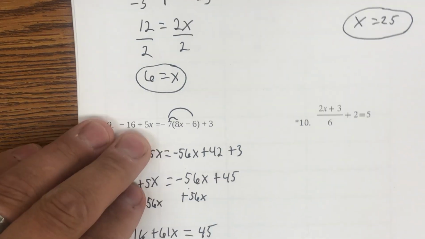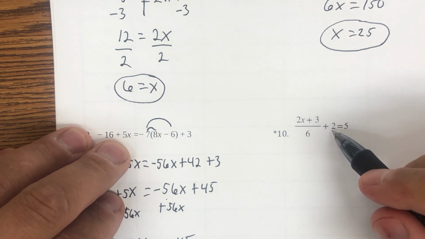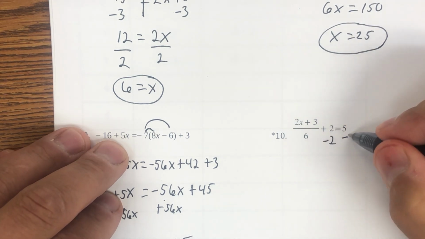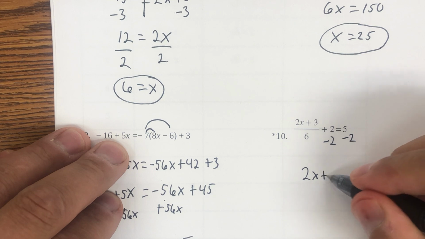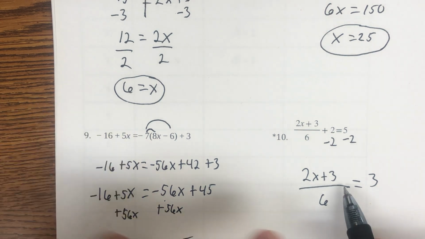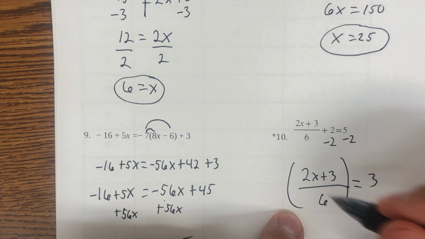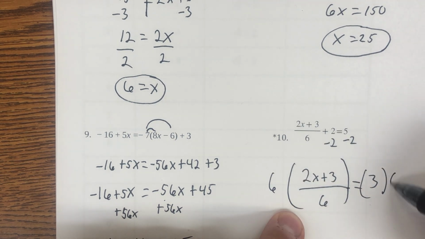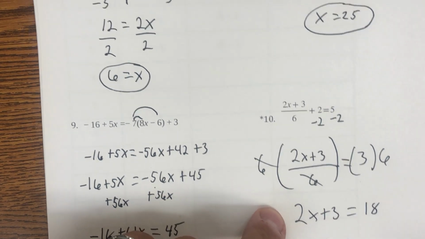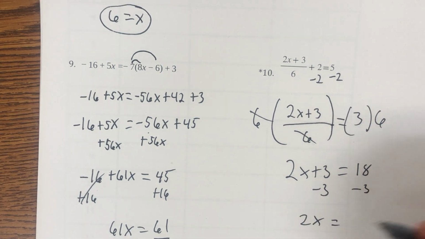Last one. This one's a little bit tricky with this division. All right, the 2 is not being divided, so again, we want to add and subtract before we multiply and divide, so I'm going to move the 2 first. Subtract 2 from both sides. 2x plus 3 over 6 is equal to 5 minus 2, which is 3. Now, since this entire part is being divided, I can get rid of this division by multiplying both sides by 6. 6's will cancel. 2x plus 3 is equal to 18. And from here, minus the 3, 2x is equal to 15.